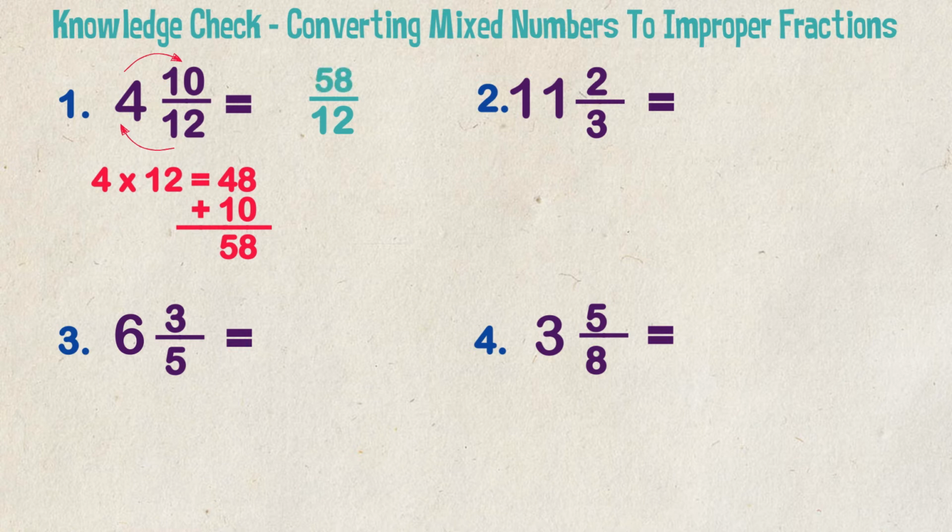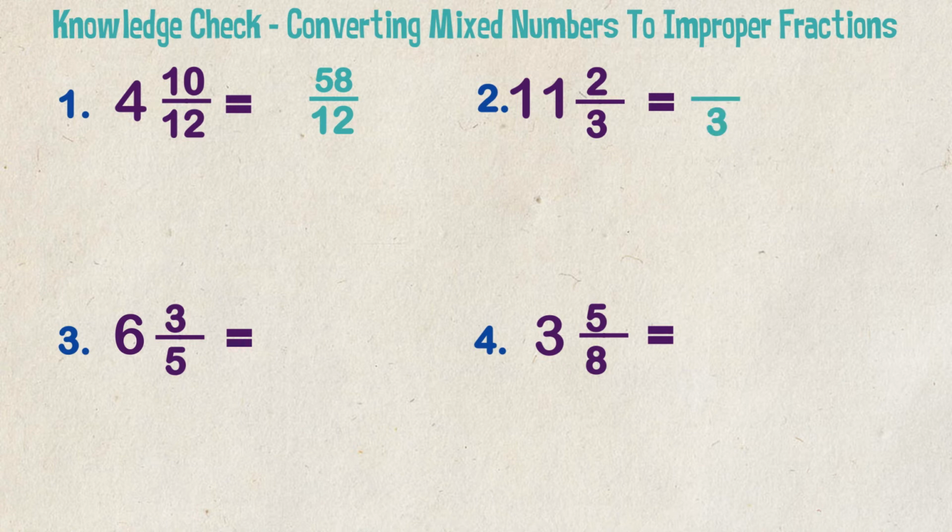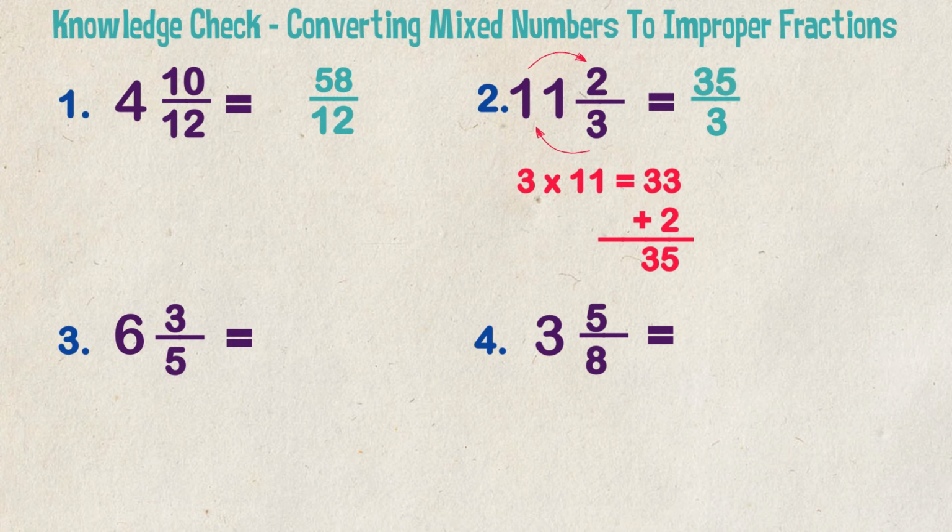Example 2. Convert 11 and 2/3 to an improper fraction. We start off by writing down thirds as our denominator in our improper fraction. Next, take 3 and multiply it by 11, which is our whole number. The answer is 33. Finally, we add 2 to 33 and we get a total of 35. 35 over 3 is our improper fraction.